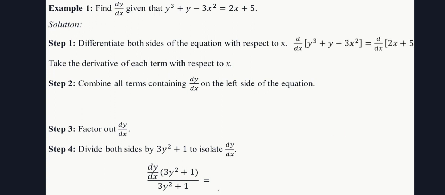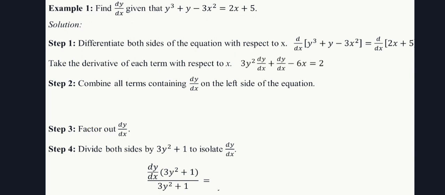So, paano to? Yung nasa kabilang part natin, y cubed plus y minus 3x squared, derivative is, ito. Then, sa second naman, we will get the derivative ng kabila. That is d over dx times the quantity of 2x plus 5. Then, we will take the derivative of each term naman.